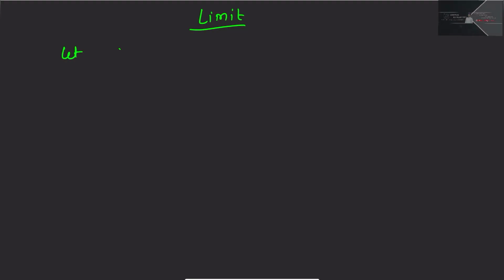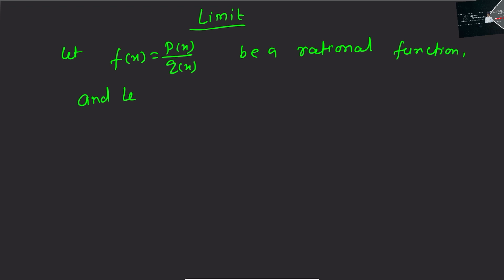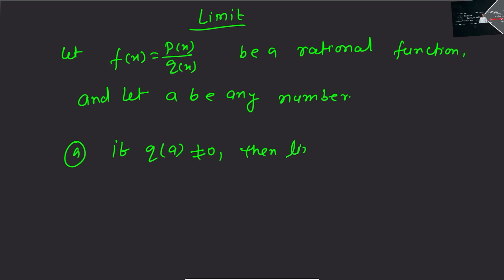Let us consider f of x equal to p of x over q of x, be a rational function, and let a be any number. Then if q of a is not equal to 0, then limit x goes to a, f of x equal to f of a.